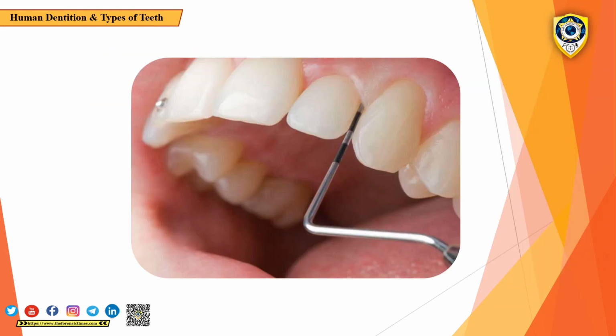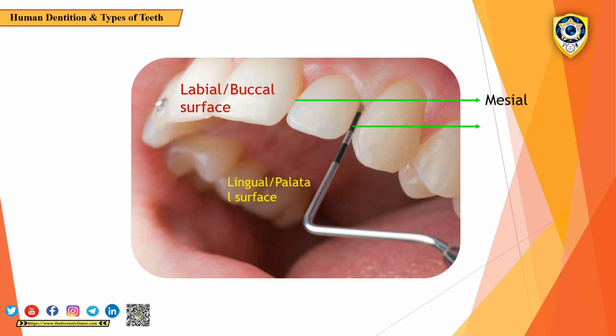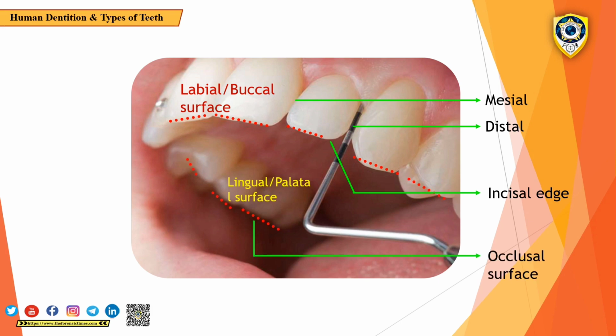Each tooth has different surfaces. Now the surface of the tooth that is visible when you smile is known as the labial or the buccal surface. The opposite side, which is not visible, is known as the lingual or the palatal surface. Now each tooth has two sides that come in contact with the adjacent teeth. They are known as the mesial and the distal sides. Now the biting surface of the tooth is known as the incisal edge in case of the front teeth, and it's known as the occlusal surface in case of the back teeth. These are some of the common terminologies that we'll come across when we talk about teeth.